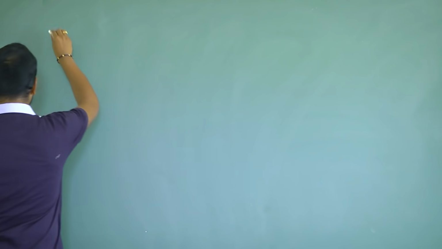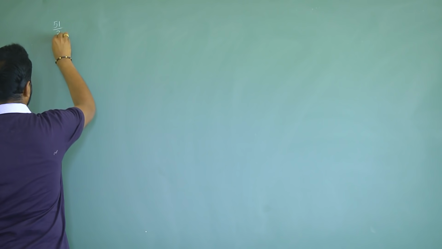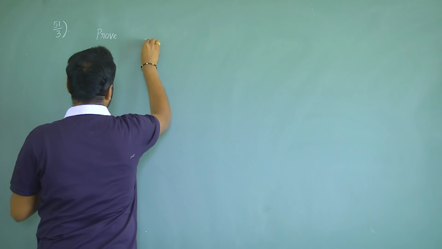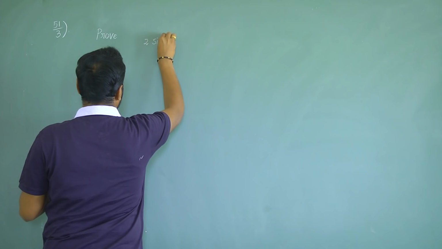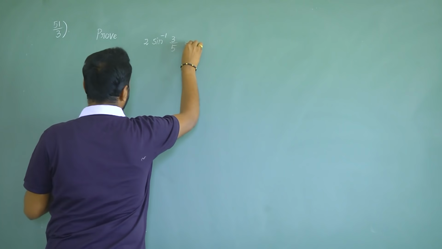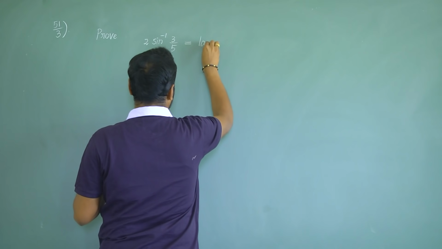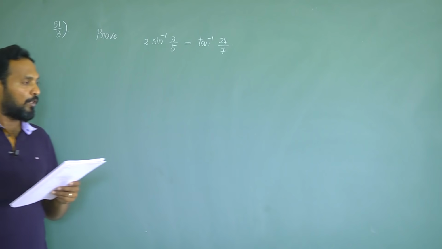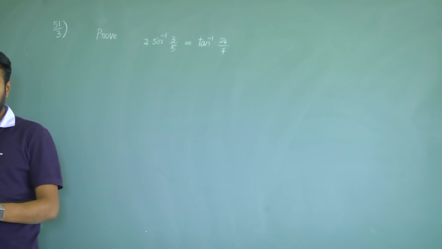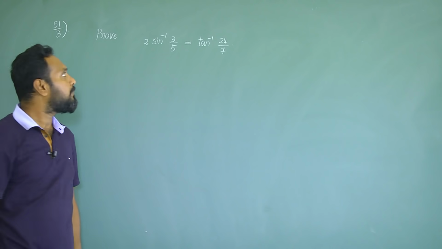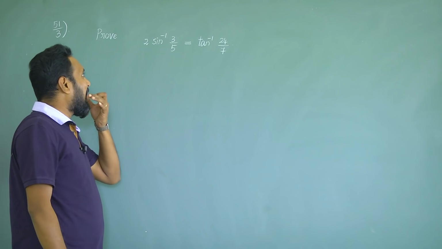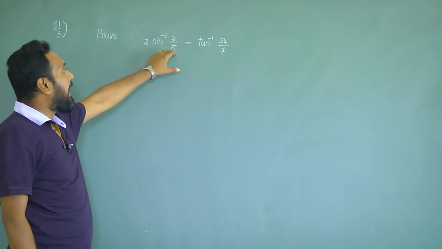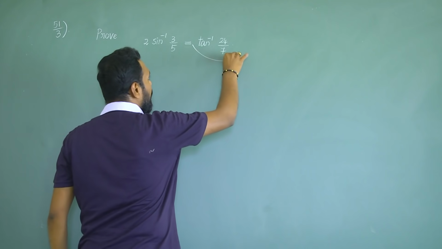Next one, it is 51 page number, third question. That is, prove 2 sin inverse 3 by 5 equals to tan inverse 24 by 7. It is 2 sin inverse 3 by 5 equals to tan inverse 24 by 7. Now, 2 sin inverse 3 by 5, I have to convert in terms of tan inverse.